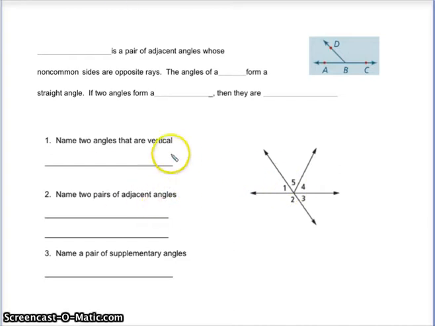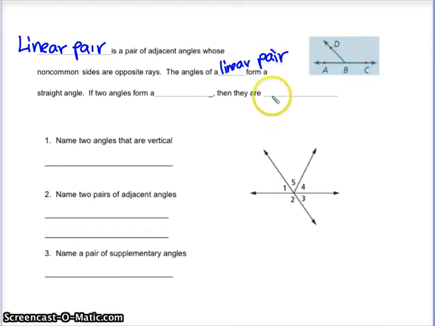But first, we're going to talk about probably the most important special angle pair, and that's what's called a linear pair. A linear pair is a pair of adjacent angles, meaning those angles have to be sharing a common side, whose non-common sides are opposite rays. So in other words, it's two angles that form a line with their non-common sides. The angles of a linear pair form a straight angle, like I mentioned.